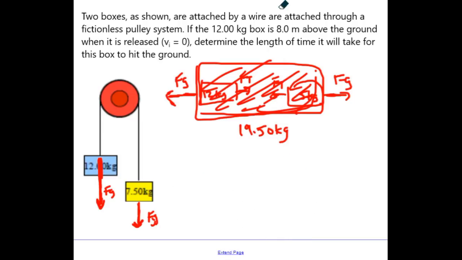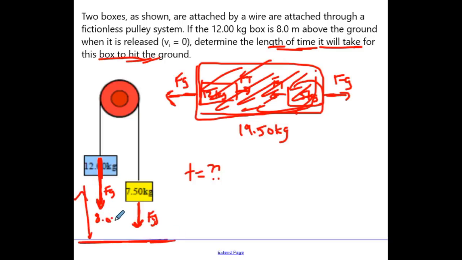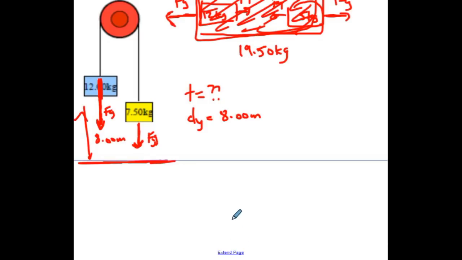All right, anyways, let's get back to this question here. It says it wants to find the total length of time it's going to take the box to hit the ground. I've thrown in a little bit of a twist here, because if we're looking for the amount of time it's going to take to reach the ground, we're actually back to kinematics. And it actually mentions that the 12 kilogram box is 8 meters above the ground. So we actually know a distance in the y direction this has to travel. It has to travel 8 meters. Now, if we consider the kinematics perspective, we still need to know some more variables.